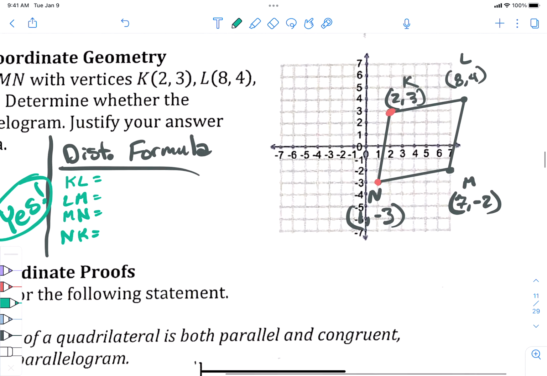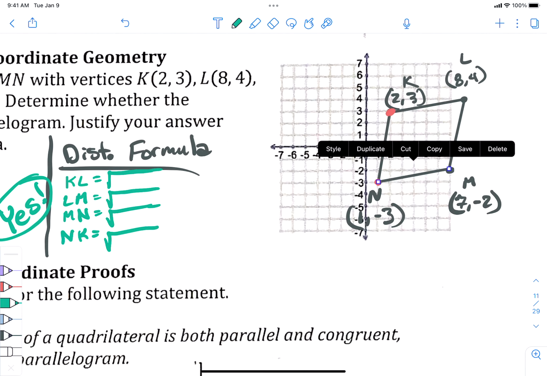Do you remember the distance formula? It's the square root of all that junk, right? And we cheat by using the distance formula because we just look at the coordinate points, right?